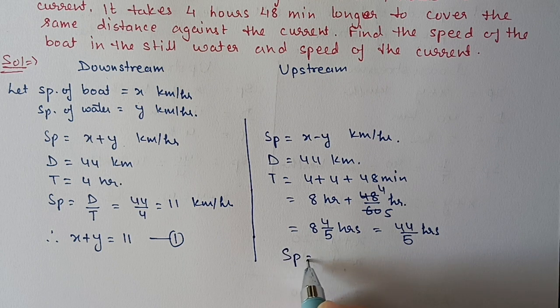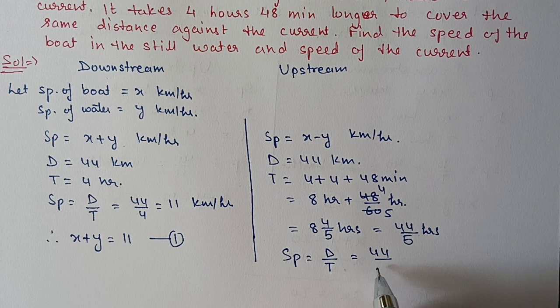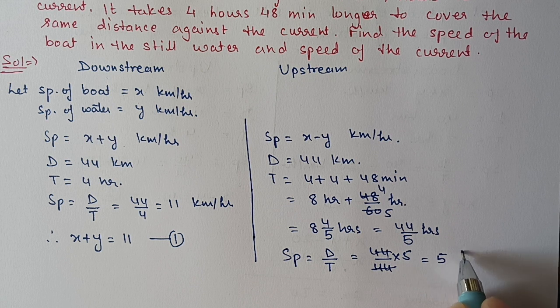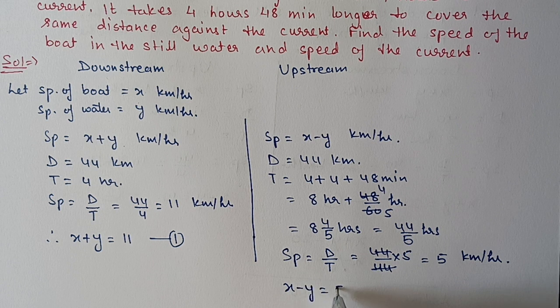So the speed in this case will be distance upon time. Distance is 44 and time is 44 by 5. The 5 will shift up and 44 will cancel out. It means the speed here is 5 kilometer per hour. So we can write x minus y is equal to 5. This is our second equation.